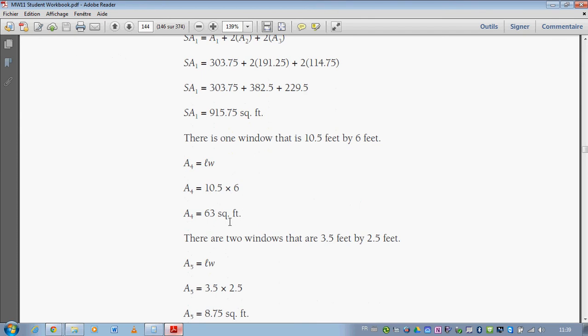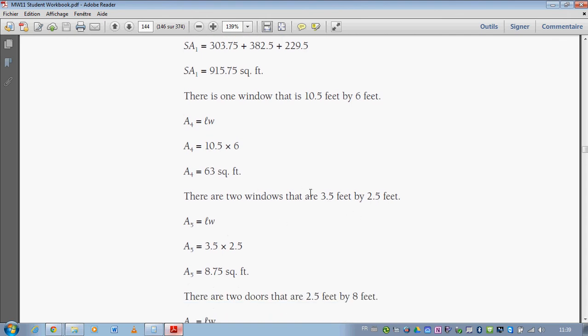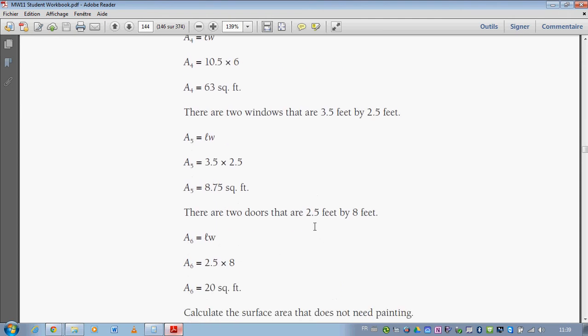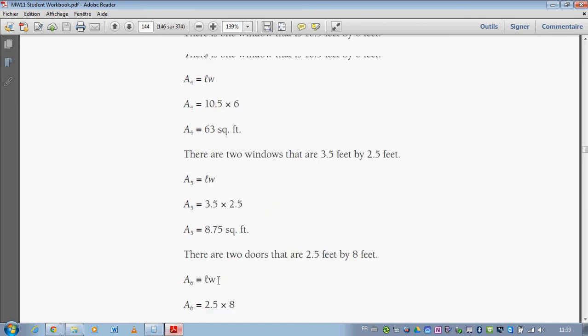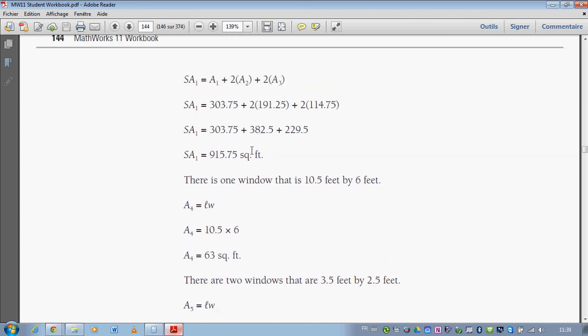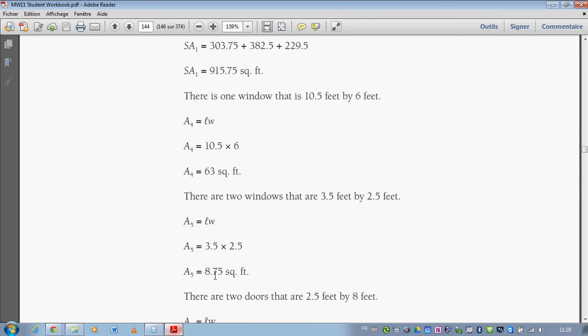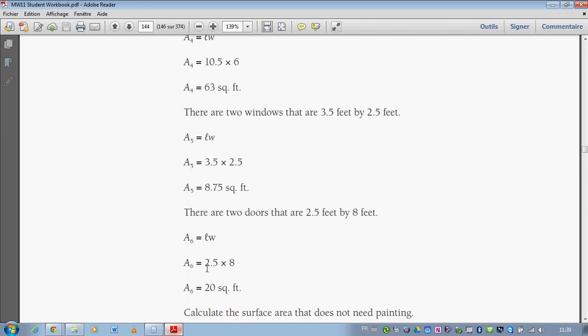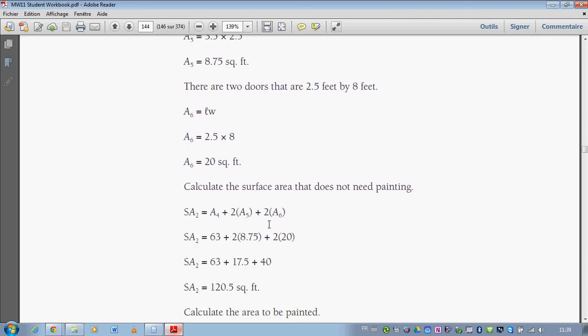So actually what your workbook is doing right now is figuring out all the parts they're going to subtract first. So 2 windows are 3.5 feet by 2.5 feet. So here's the area of one of those windows. And then there are 2 doors, 2.5 feet by 8 feet. Here's the area of one of those doors. So they're going to take this total surface area, subtract 63, subtract 8.75 times 2, and subtract 20 square feet times 2. And I'm saying times 2 because there are 2 windows that have those dimensions and 2 doors that have those dimensions. Okay, so that's what they do.